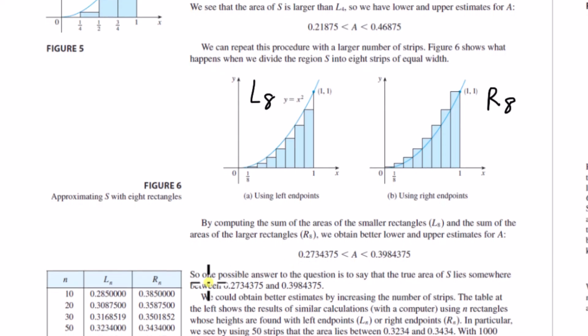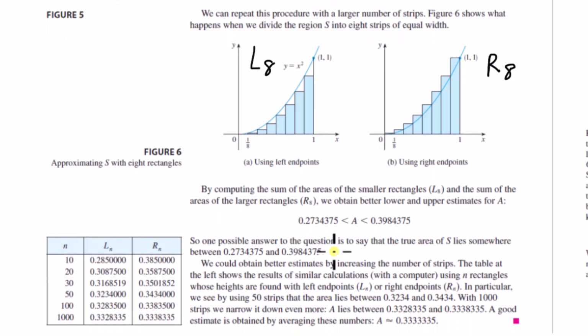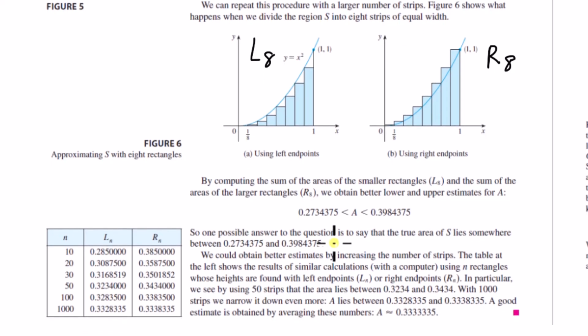Okay, so now one possible answer to the question of what is the true exact area of region S, the area under the curve of y equals x squared between x equals 0 and x equals 1, is that the true area S lies somewhere between these two values.